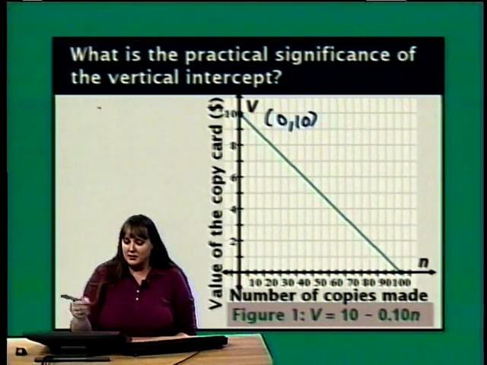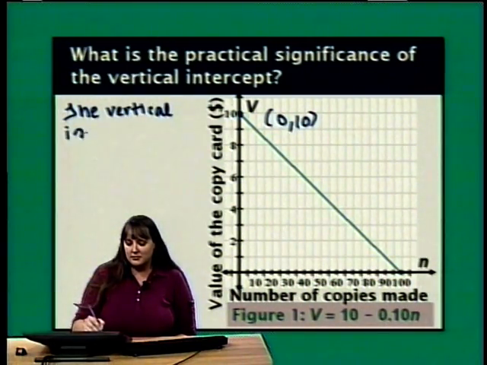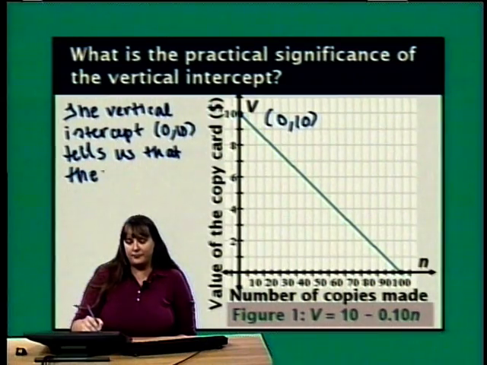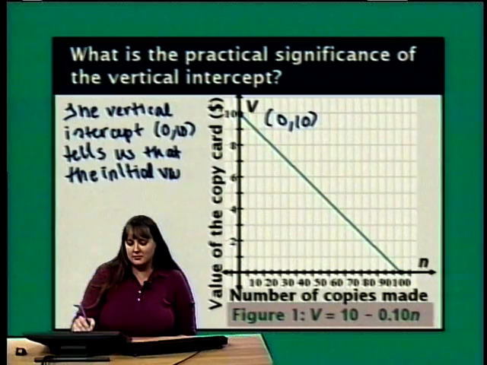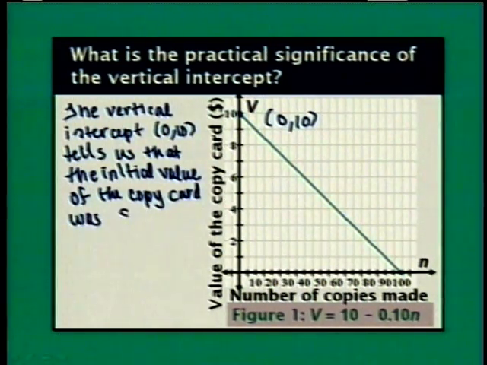So we can say that the vertical intercept (0, 10) tells us that the initial value of the copy card was $10.